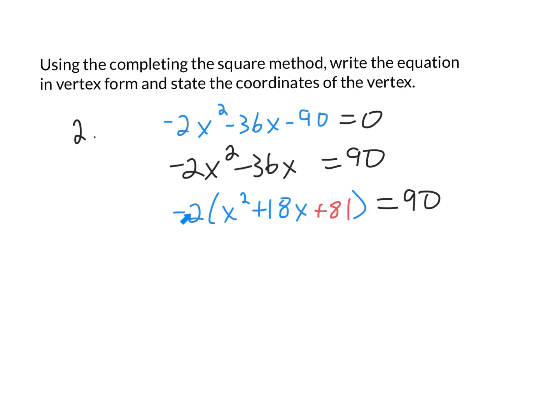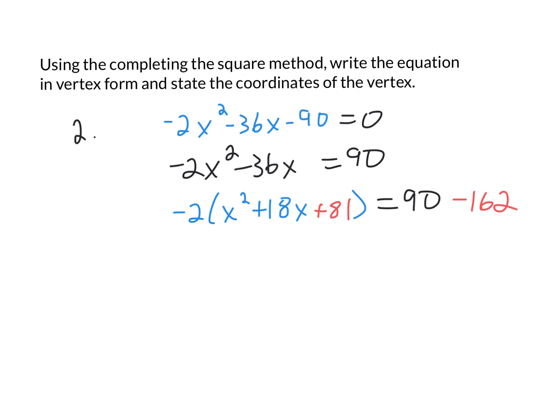Now, if there was not a -2 out here, we'd be adding 81 to both sides. But since I left this 90 and I haven't divided it by or factored out the 2, I have to multiply 81 times -2, and that's what I'm going to be adding over here. So that's going to be -162. Okay, now we have our a value of -2, but we can factor this trinomial because we know it's a perfect square, because that's what we just did.